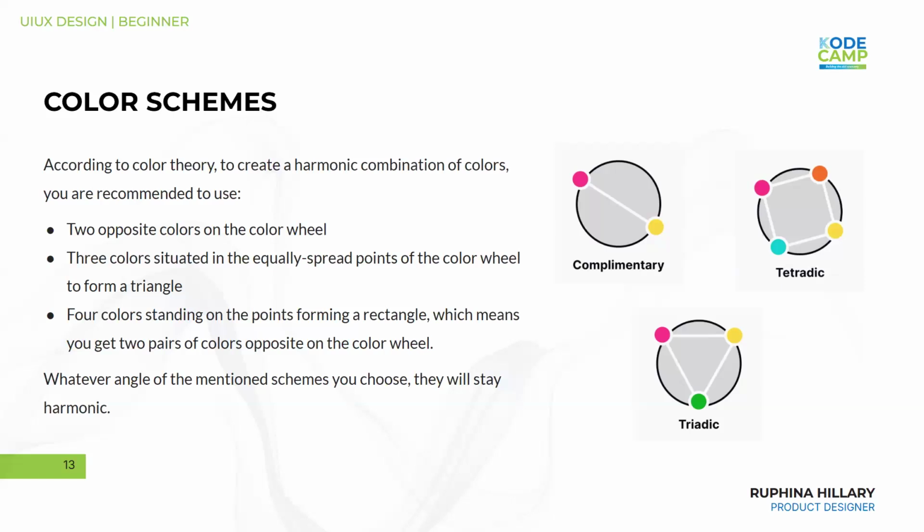We also have the tetradic color scheme, which, from what you can see, is balanced. We also have visual harmony. So these colors are very balanced. Then we also have the triadic.